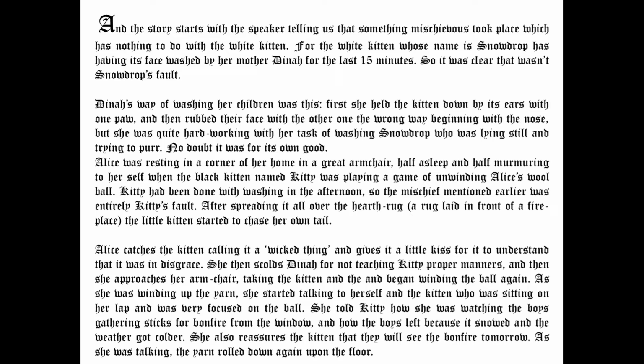Alice catches the kitten, calling it a wicked thing, and gives it a little kiss for it to understand that it was in disgrace. She then scolds Tina for not teaching Kitty proper manners, and then she approaches her armchair, taking the kitty, and then she began winding the ball again. As she was winding up the yarn, she started talking to herself and the kitten who was sitting on her lap and was very focused on the ball.